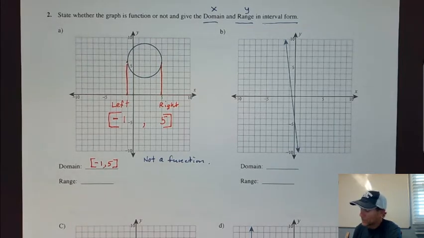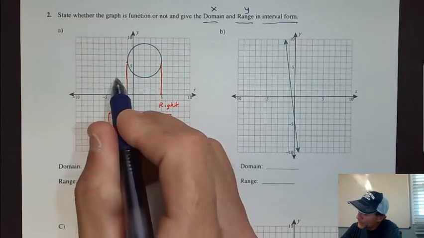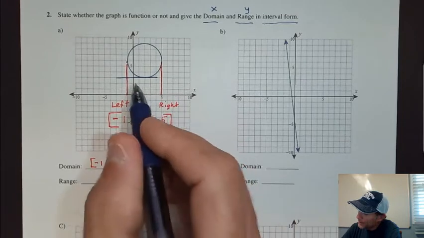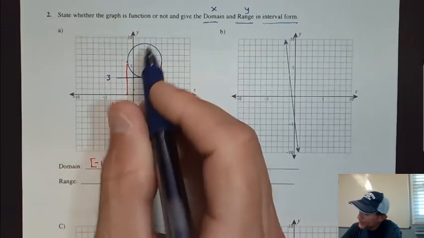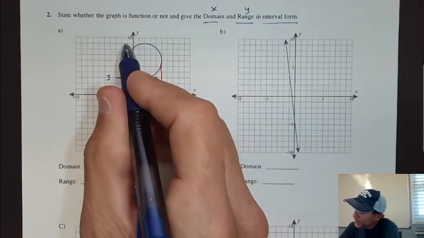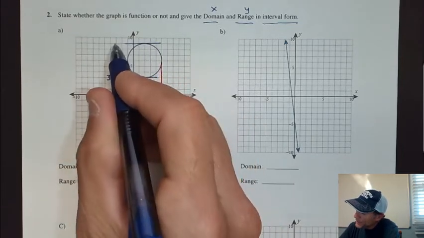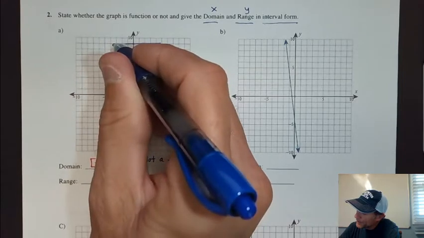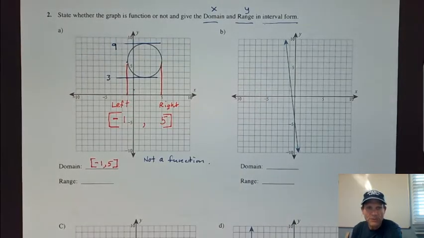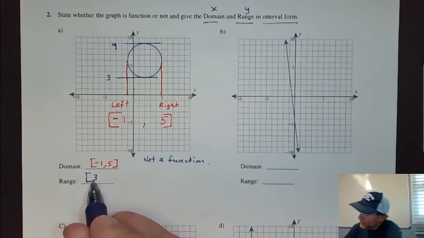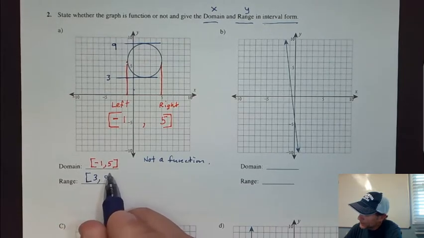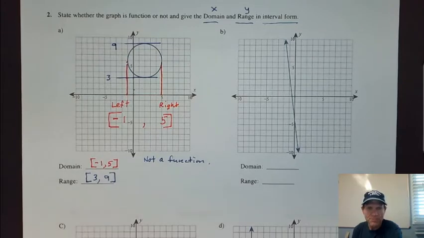Then looking at the range, I think of the low spot. Okay, here's the low spot on y, which is 1, 2, 3, and then the top spot here, which is at 9. So what I'll do now is I'll use that same idea that it does touch 3, comma, it does touch 9, and that will give me the range for the function. Okay.